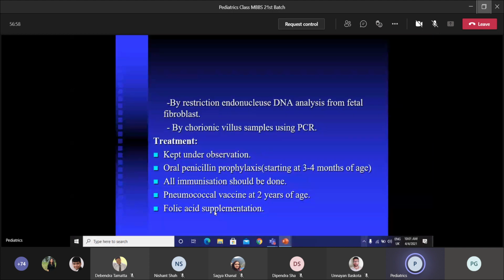Immunization should be done. Give the pneumococcal vaccine at the age of 2 years or before also. Nowadays you can give before also, like Prevnar 13 you can give around 1.5, 2.5, 3.5 months, and a booster dose can be given at 18 months of life. And you give the folic acid supplementation.